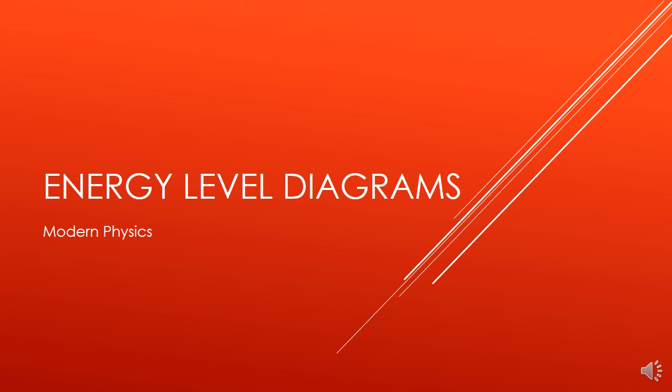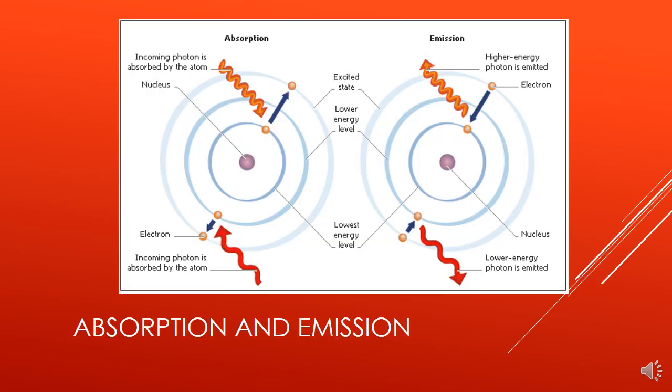Okay, this lecture is energy level diagrams, which is part of modern physics. And basically, I'm going to be talking about atoms absorbing photons and atoms emitting photons. So this is an overview here. On the left, I have a picture that's showing absorption, and on the right, emission.